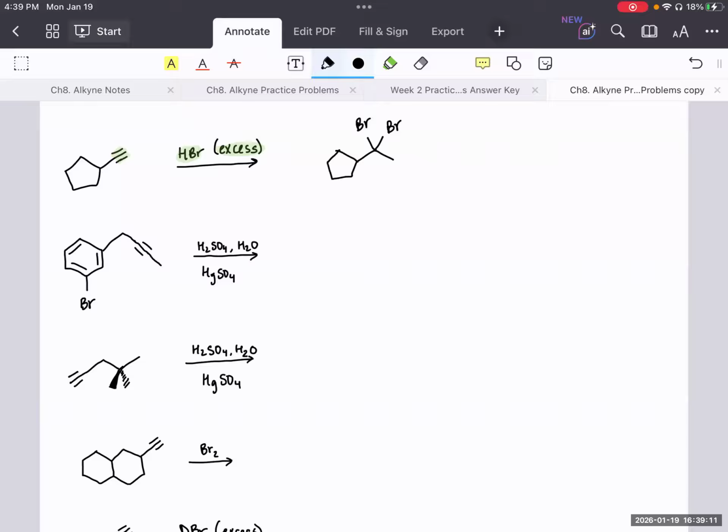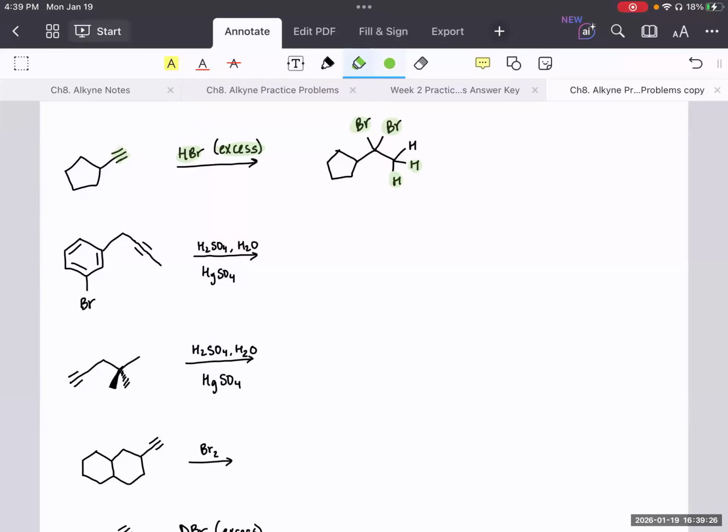I didn't draw in those hydrogens yet, but technically those hydrogens are going to be added to that terminal carbon, and then we have that one starting one. So all together we added 2 bromines and 2 hydrogens to both carbons of that alkyne.